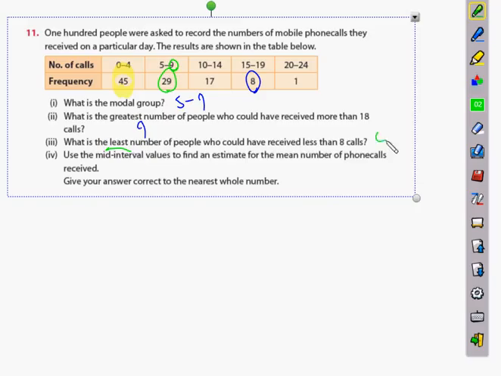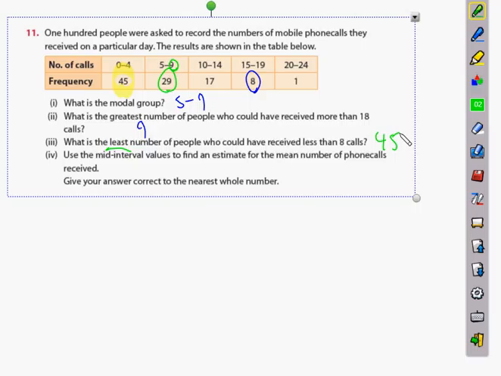What would be the maximum number? 45 plus 29. Imagine all of them got 5 calls. Ooh, yeah. And then 45 plus 29 will give you 74. It's the max. Using mid-interval values, find an estimate for the mean number of phone calls received.